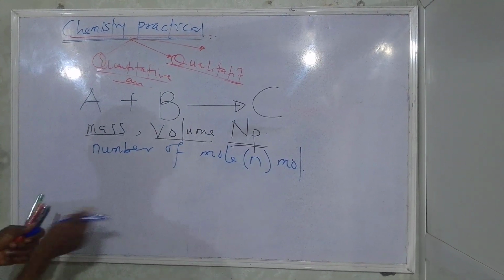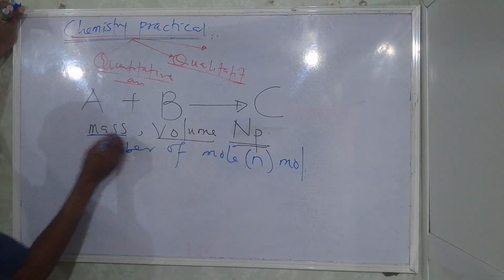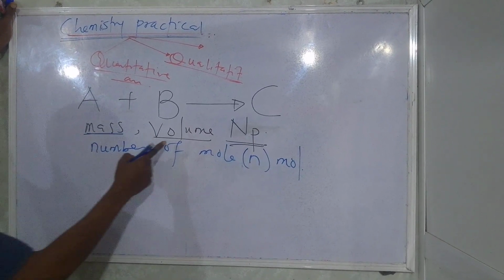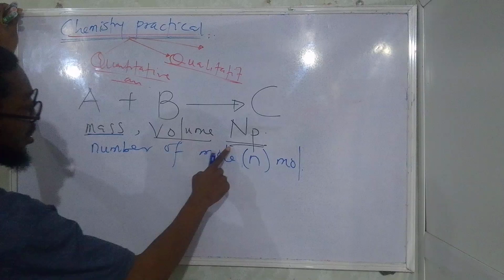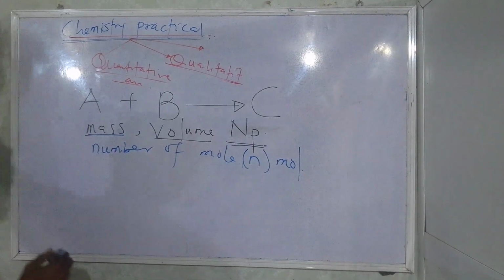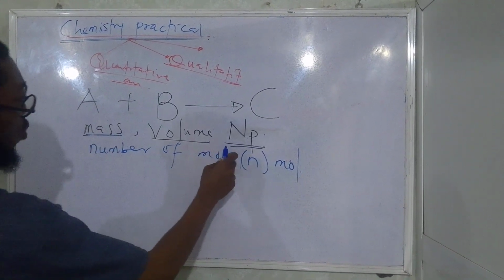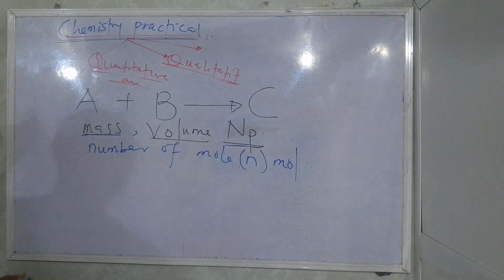So how do we do that? Number one, you divide mass by molar mass. You divide volume by molar volume. And you divide number of particles by a constant introduced by Avogadro, which we call Avogadro's constant.